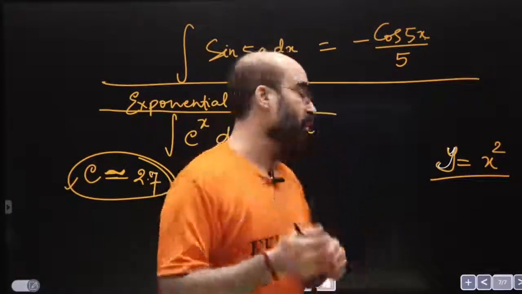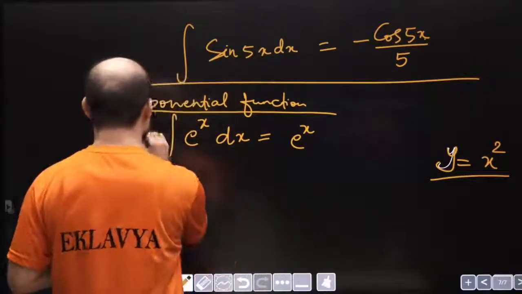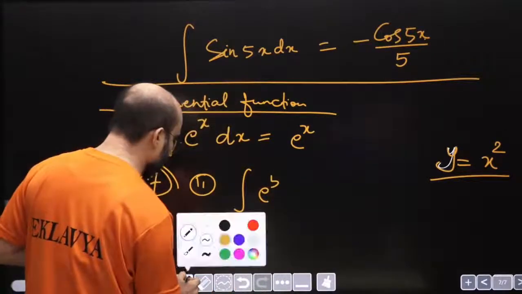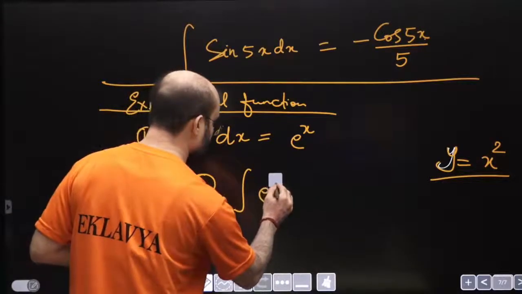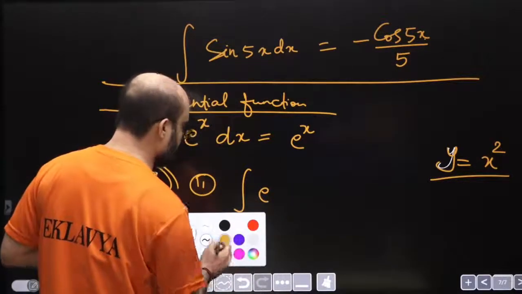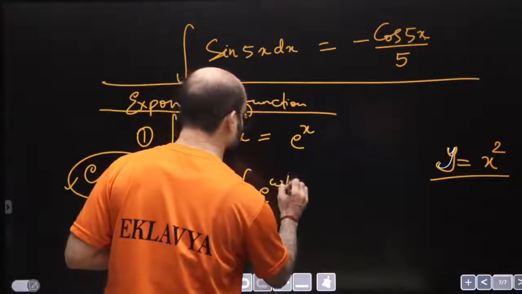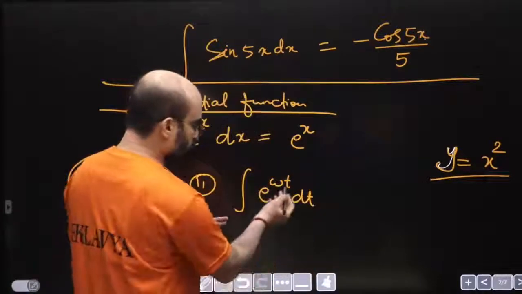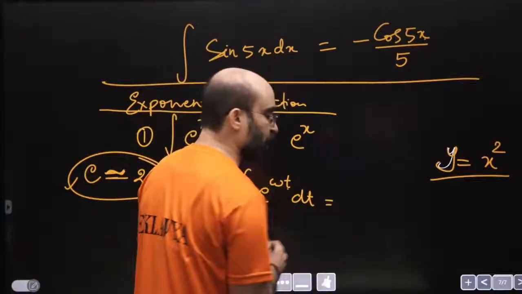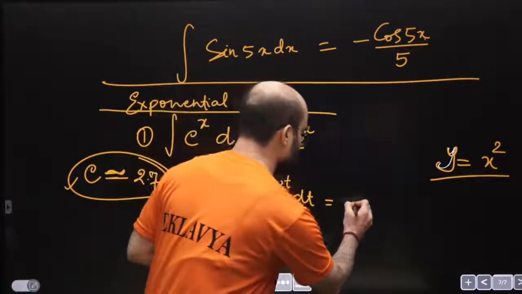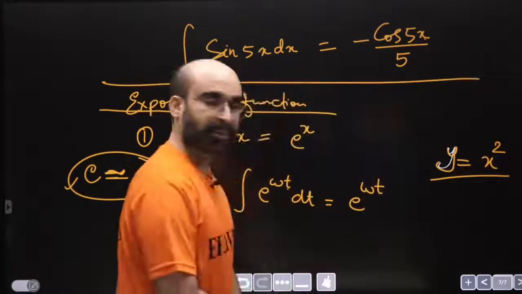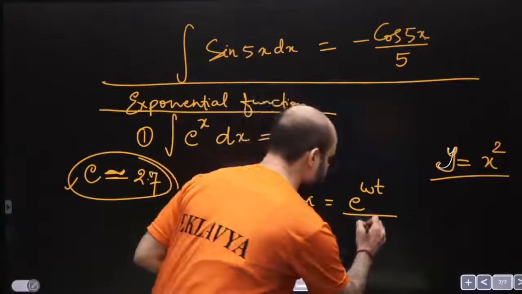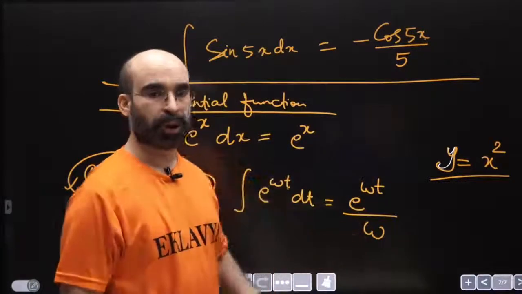Now, as per the basic stuff we have understood till now, if you have e raised to power 5x, I'm not saying that it will always be 5, consider any constant. So let's say omega into t: e raised to power omega t into dt, right? The variable here is t, omega is constant. In this scenario, you will have e raised to power omega t as it is, divided by the coefficient of t, omega. Just substitute this. This is how we go about it.